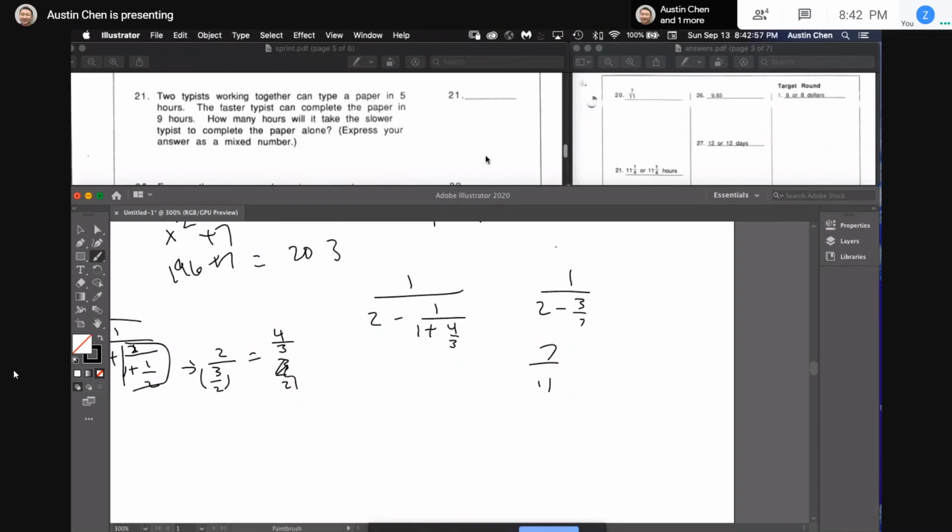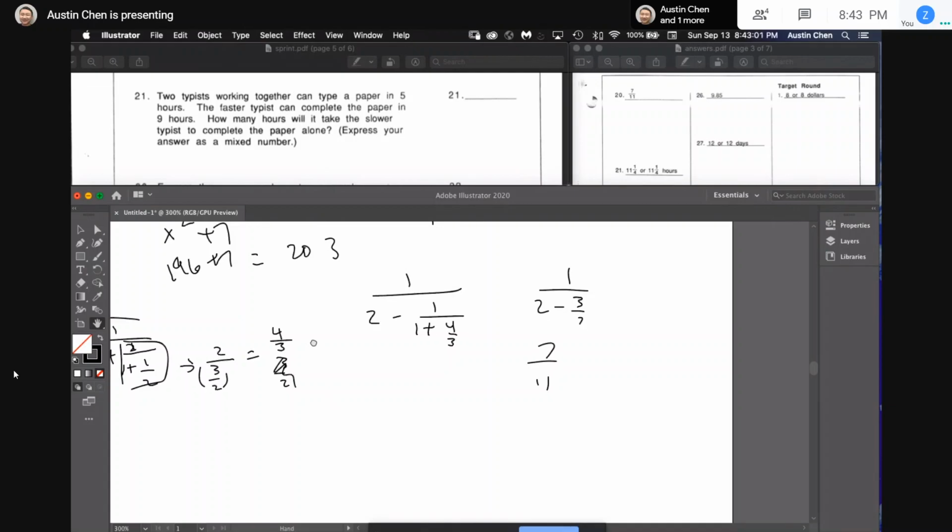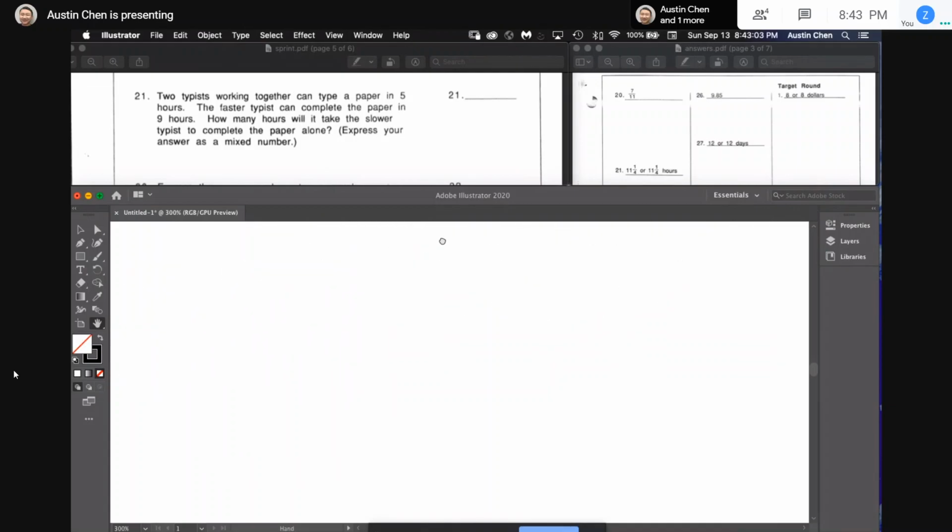All right, two typists working together can type a paper in 5 hours. The faster typist can complete the paper in 9 hours. How many hours will it take the slower typist to complete the paper alone? Express your answer as a mixed number. All right, so it's one of those questions.